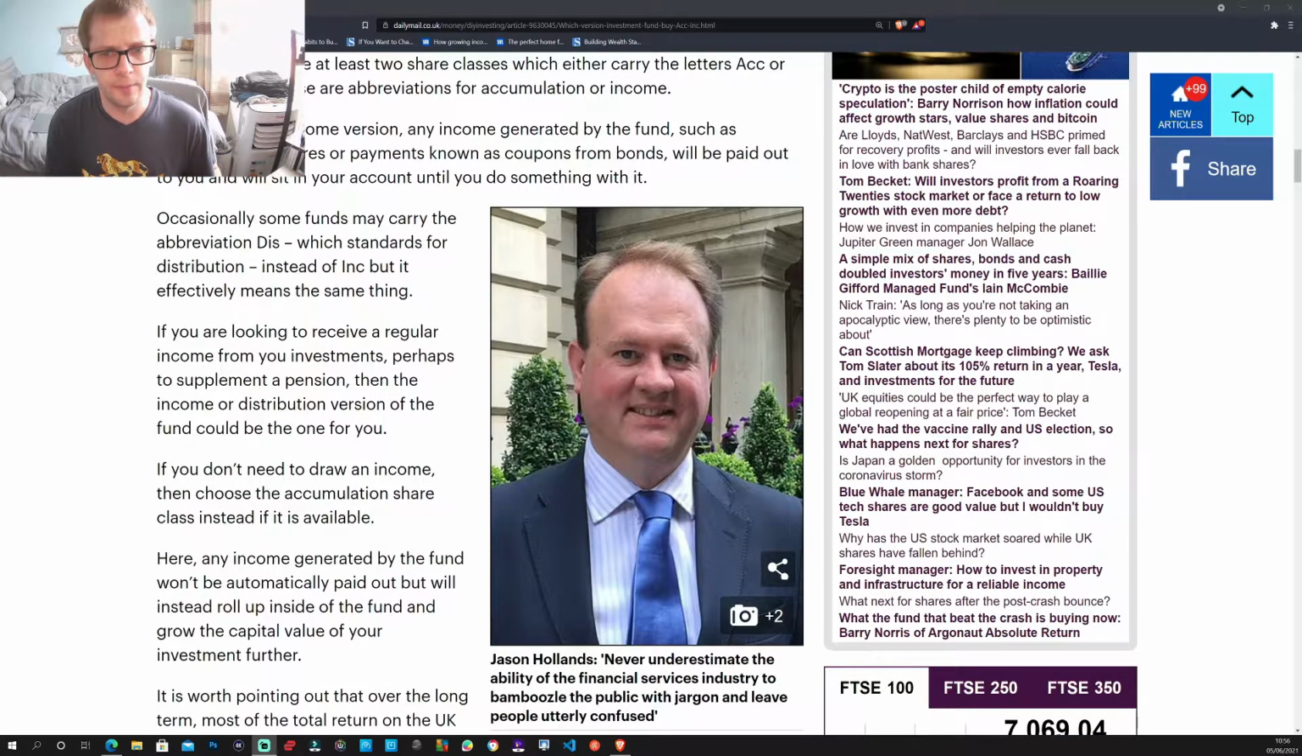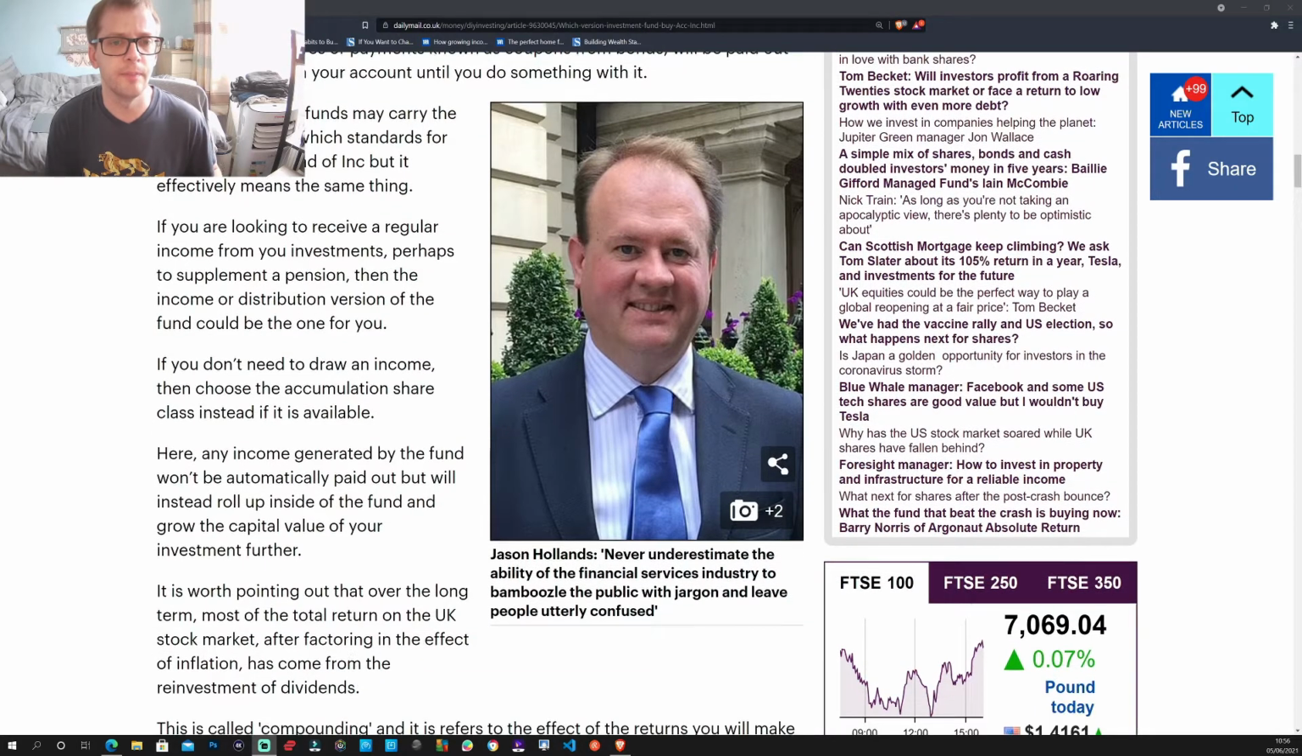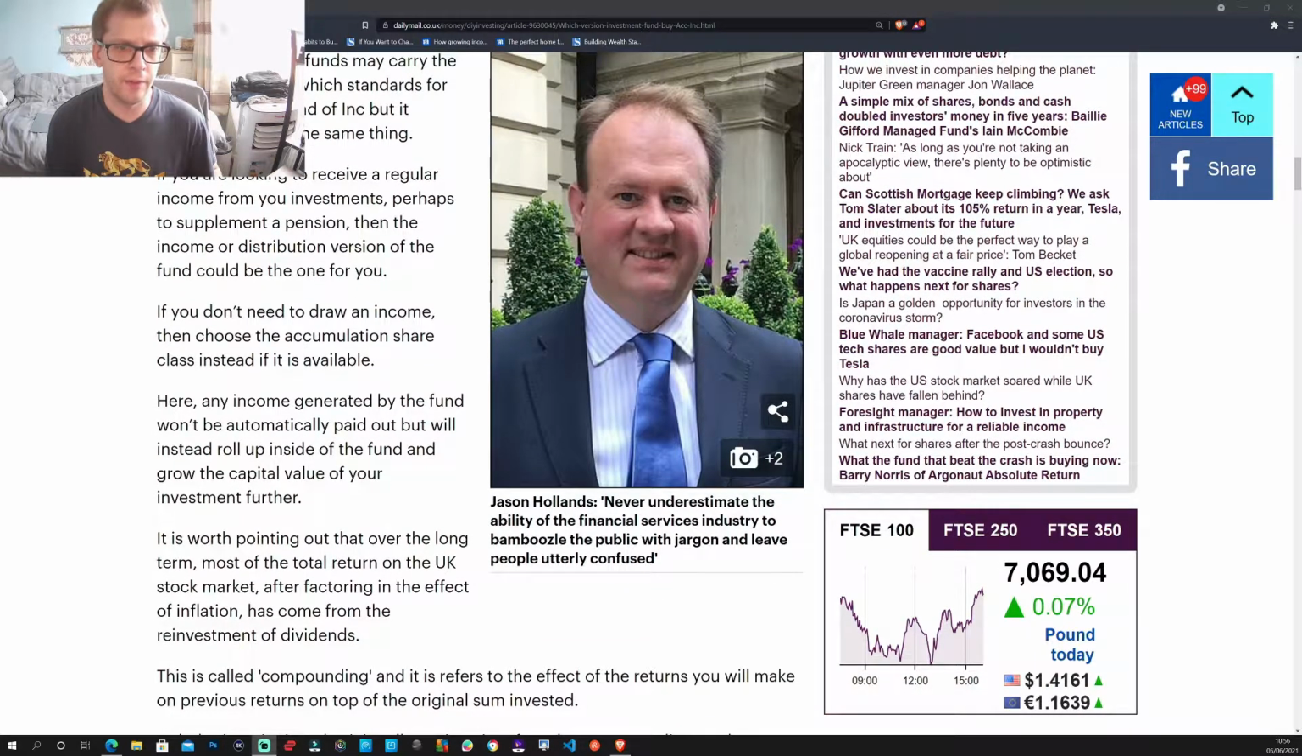Occasionally some funds may carry the abbreviation DIS, which stands for distribution, instead of INC, but it effectively means the same thing. If you're looking to receive a regular income from your investments, perhaps to supplement a pension, then the income or distribution version of the fund could be the one for you.